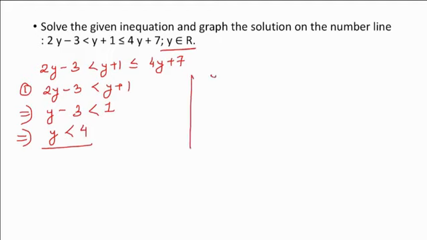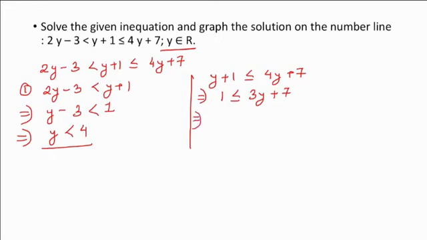Let's take the second part of this inequation. So y plus 1 less than or equal to 4y plus 7. Again we want to get all the y's on one side of this inequation and all the constants on the other side. So to get that, let's subtract y from both sides of this inequation. So y minus y is 0, so 1 less than or equal to 4y minus y, which is 3y, plus 7.